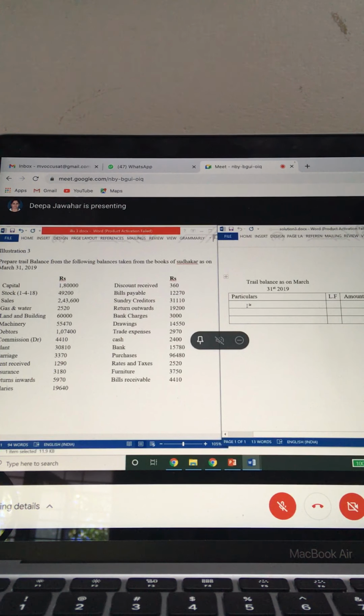The first item is capital. Capital is a liability and it's a credit. So 1,80,000 credit. Next is stock.